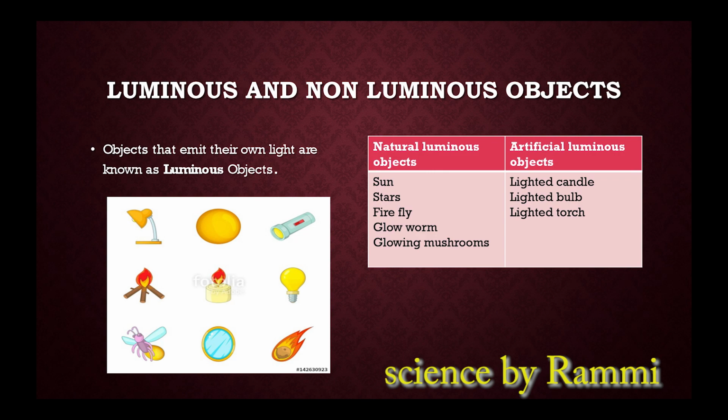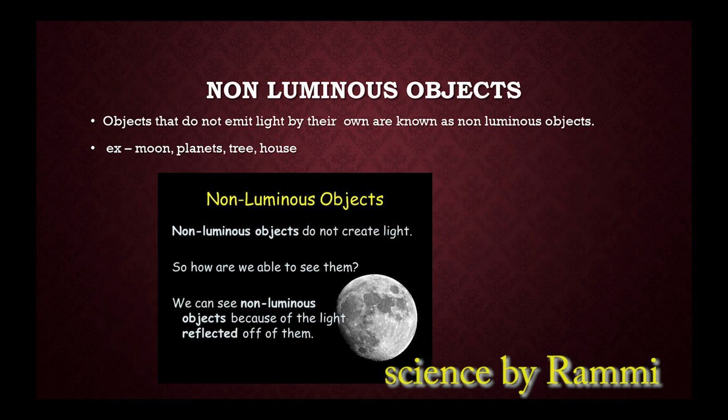Luminous objects that produce light by artificial means are known as artificial luminous objects. Lighted candles, lighted bulbs, a lighted torch can be considered as artificial luminous objects.